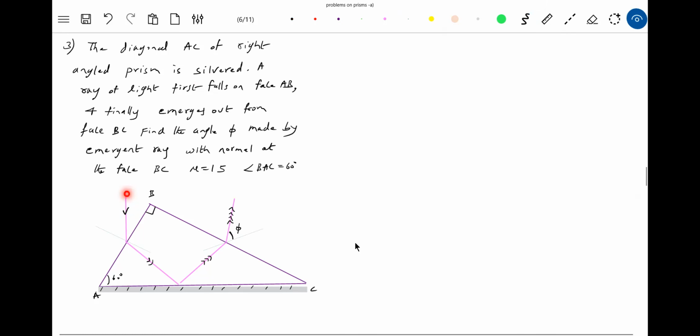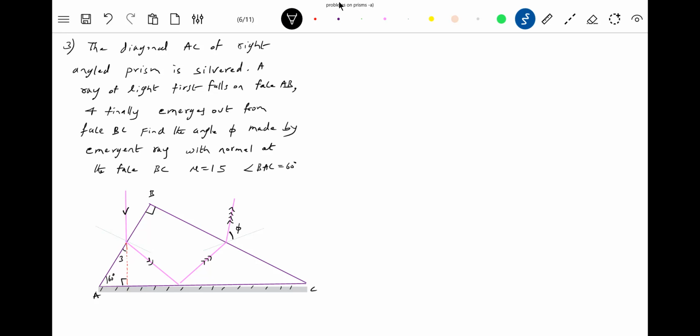So it is striking. First, it will strike the face AB. So this is a normal. So this angle is 30, so this should be 60 degrees. Let's do the analysis. If you extend this, how much will this angle be? 60 degrees, 90, this will be 30. This will be 30. This will be 60.